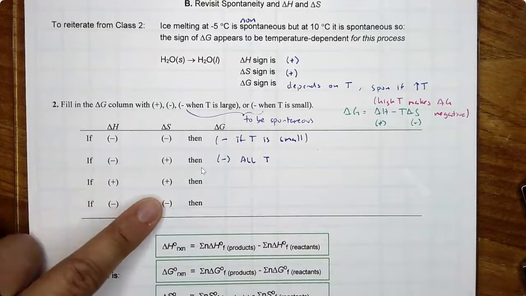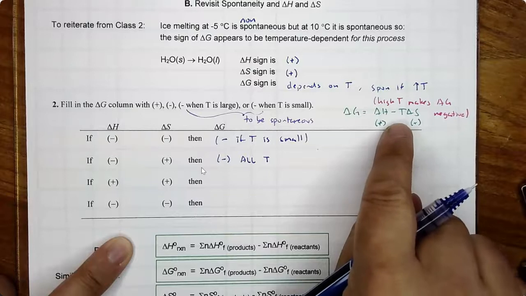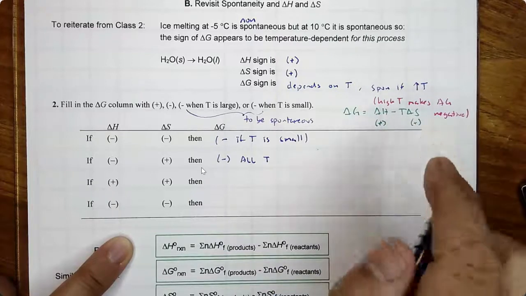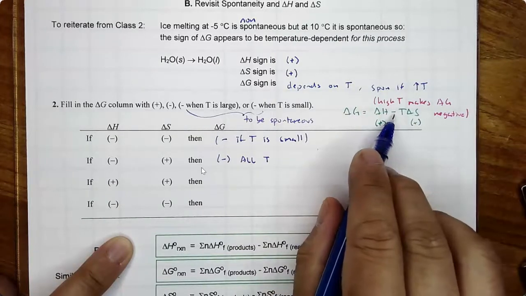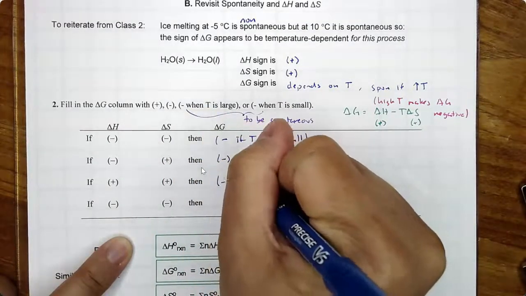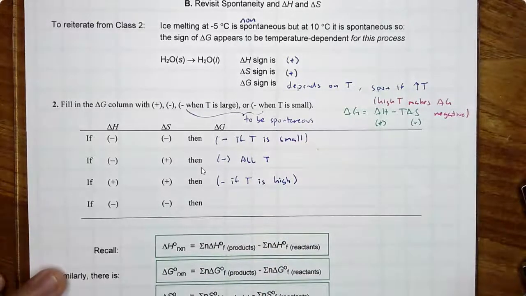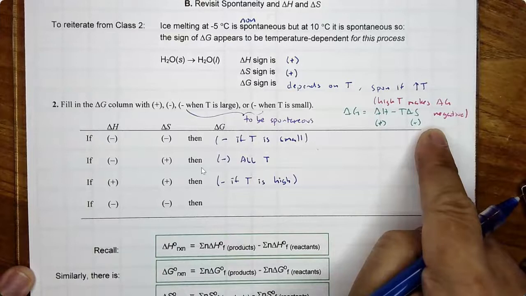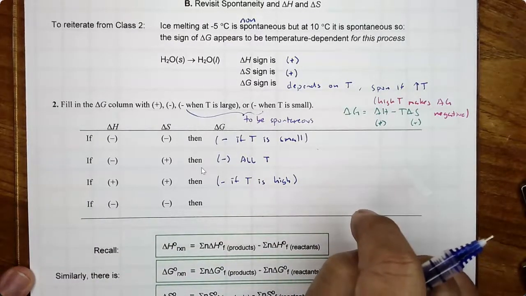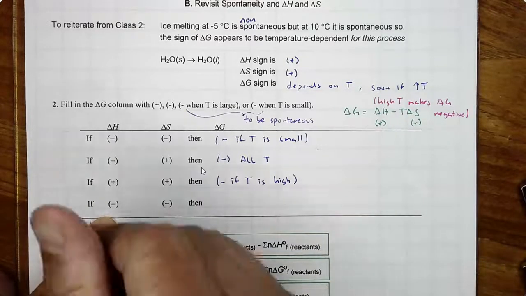Positive and positive. We have that situation here. So you want T to be high, to make us minus a larger number. So negative if T is high or large. Okay, and we concluded that already. Negative negative. No, this should be positive.